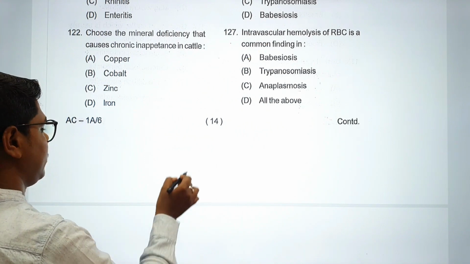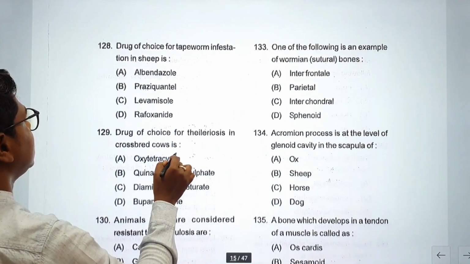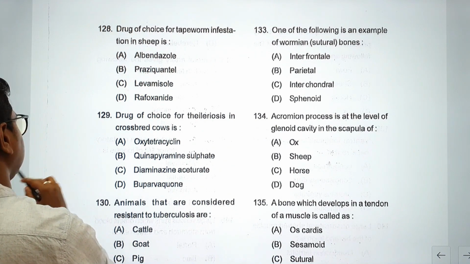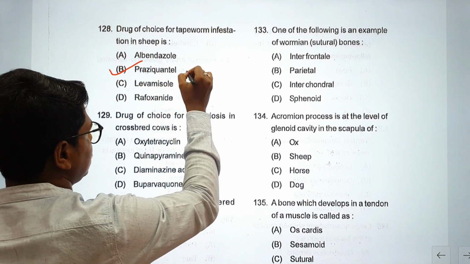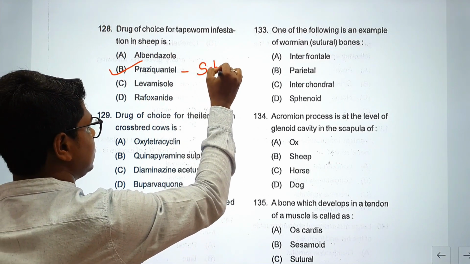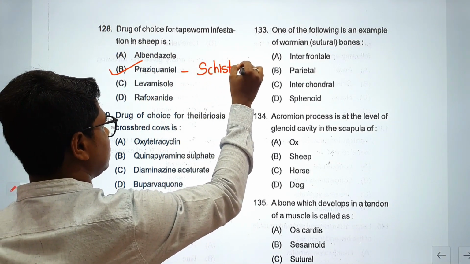Next, 128. Drug of choice for tapeworm infestation in sheep is praziquantel. Praziquantel is also the preferred drug for schistosomiasis.